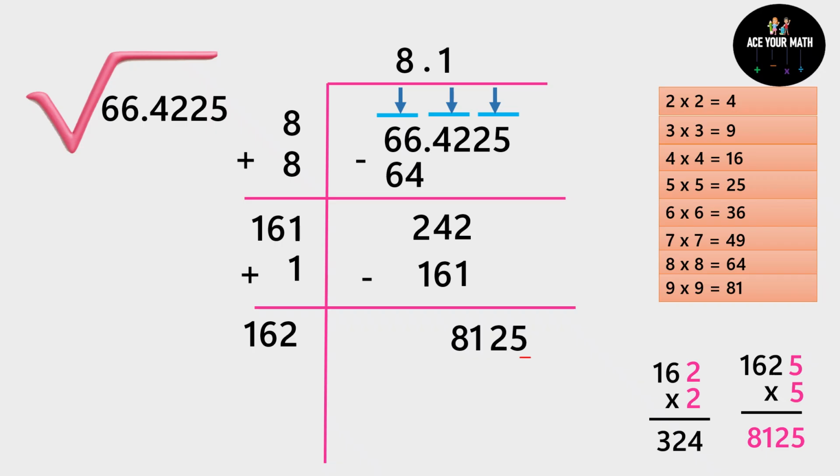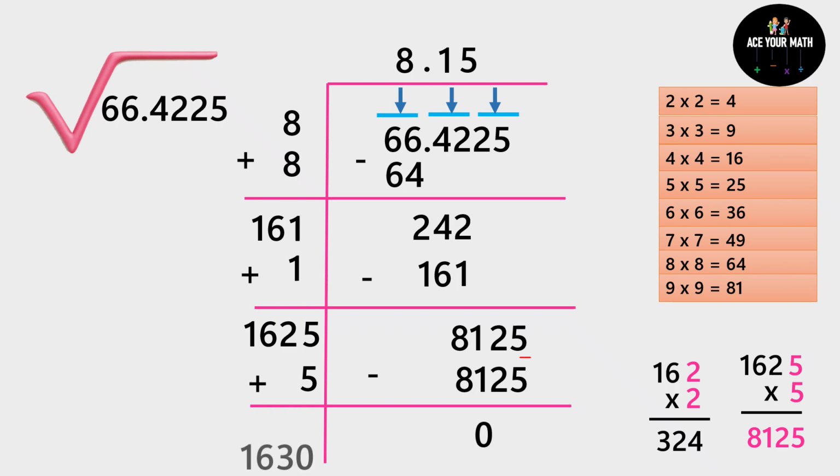So the new number was 162. You tried with 5, and the answer is 8125. See, we were looking for 8125 only. So straight away you can write 5 at the top and 5 at the side. Now it is 8125. The same 5 you will add on the left hand side. When you add 1625 plus 5, it will give you 1630. And on the right hand side, when you subtract 8125 from 8125, you get 0.